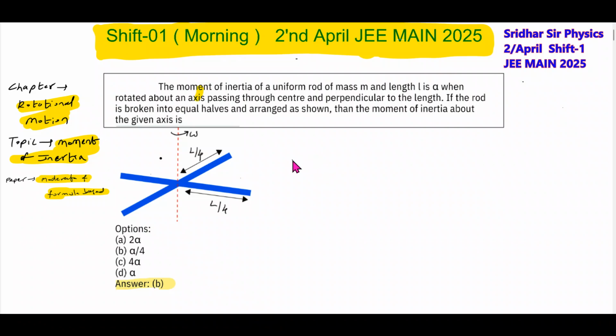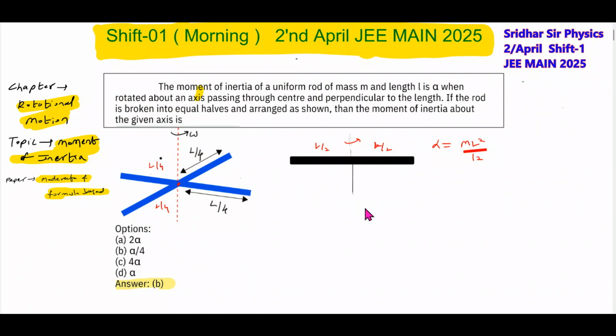So what is the question given? When the rod is rotated about this vertical axis passing through the center of its length, here L by 2 on each side, its moment of inertia is ml square by 12. We know it. Now the same rod is cut into 4 parts, each of length L by 4. What will be its moment of inertia?